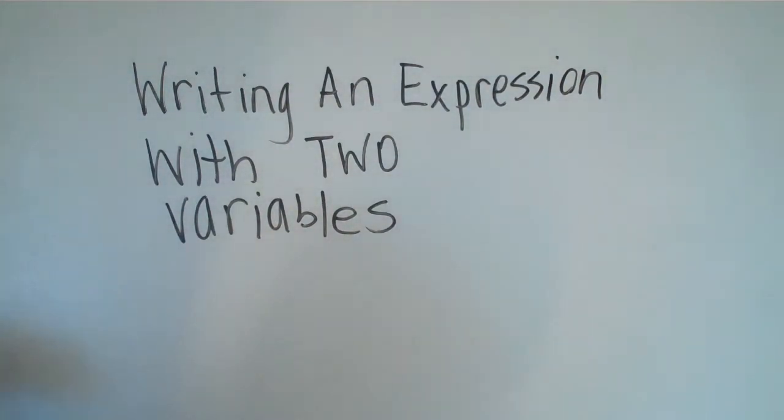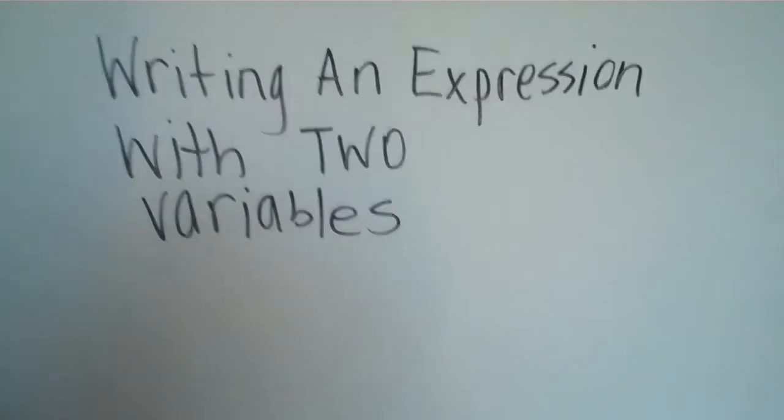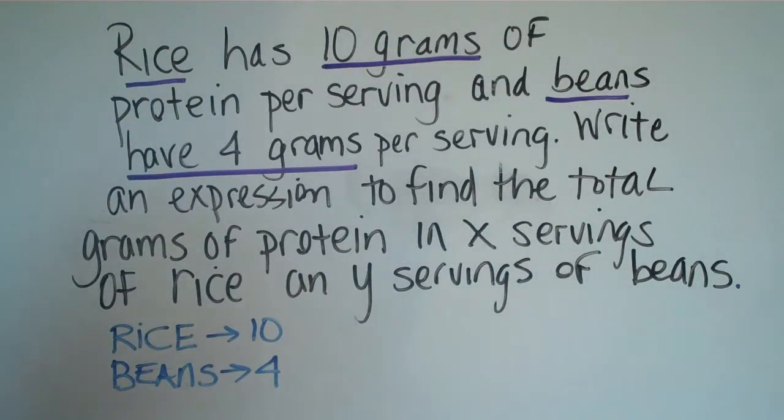Writing an expression with two variables. Let's look at a word problem, see what that means. If you're given a problem like this, it says rice has 10 grams of protein per serving and beans have 4 grams per serving. Write an expression to find the total grams of protein in X servings of rice and Y servings of beans. It sounds more complicated than it actually is.